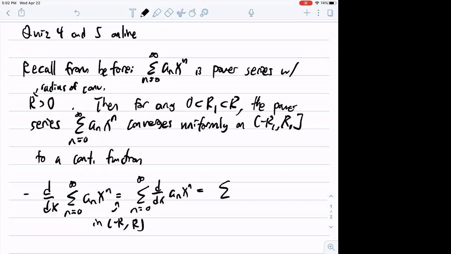So this, let me be clear, is n equals 1 to infinity of a_n times n x^(n-1). Again, really quickly, it's n equals 1 because we are missing the constant term.